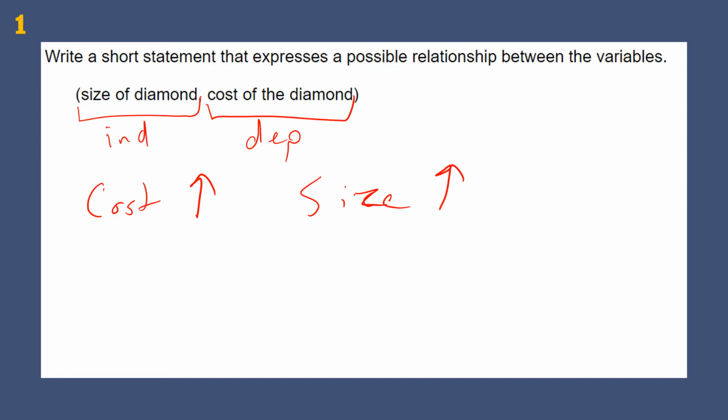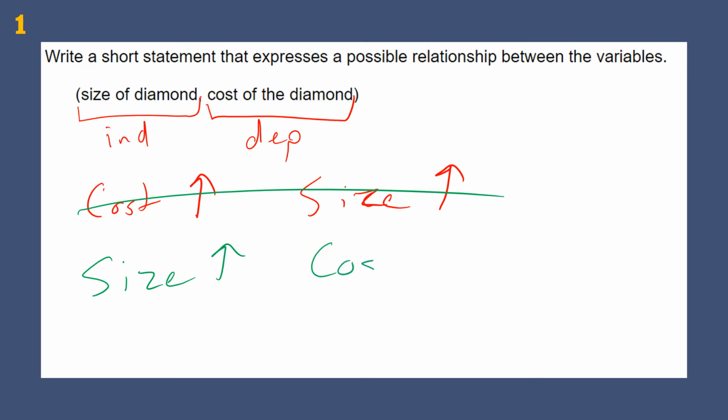The cost goes up, the size goes up, because we put it in the wrong order. The independent variable should come first. So the better answer is to say that as the size goes up, then the cost goes up.